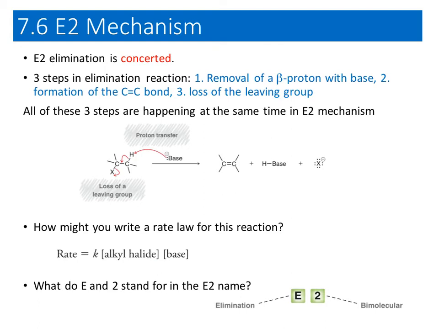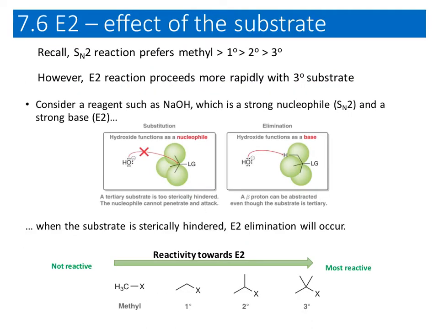Now, similar to SN2 mechanism, the rate of the E2 is also dependent on the concentration of alkyl halide, and here instead of nucleophile we have base. So the rate is dependent on two entities. Therefore, the E2 mechanism, similar to SN2, is bimolecular. And here is the name. The name also shows that E is for elimination and 2 is for bimolecular.